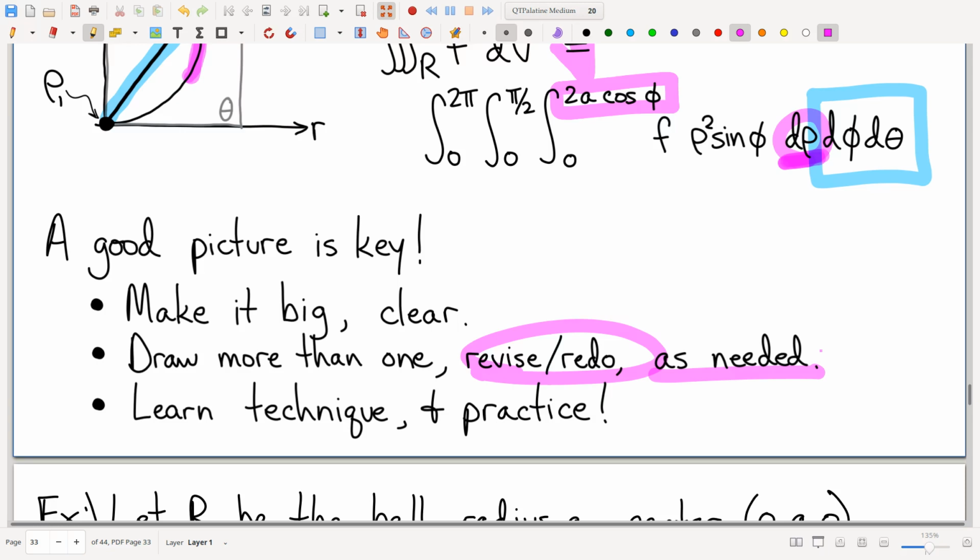So I would encourage on exams, for example, don't forget you're going to have scratch paper, right? Plenty of scratch paper at the back. Use that, for example, to draw multiple pictures to help you figure out how best to draw what you're working with. Okay.